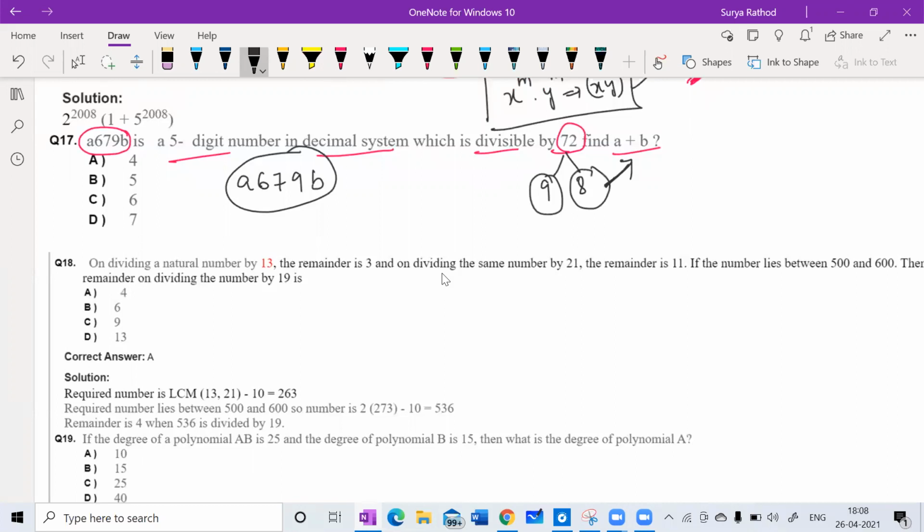First we'll check divisibility by 8. For the divisibility rule of 8, we have to check the last three digits: 9, 7, 9 and B. What is supposed to be the digit in the B place so that the number will be divisible by 8? Two. So 792. Sorry, will 792 be divisible by 8 or not? Check.